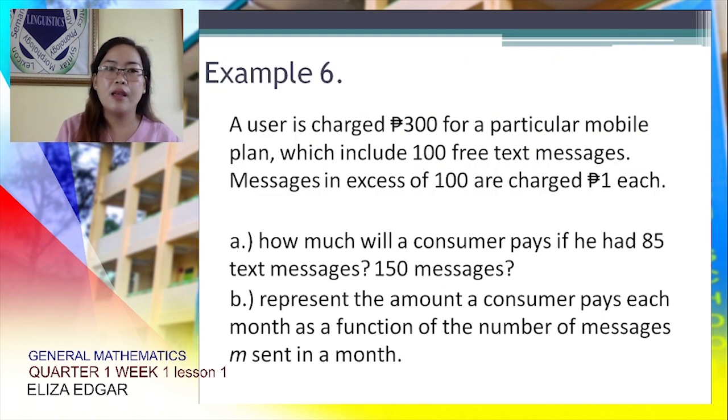Example: a user is charged 300 pesos for a particular mobile plan, which includes 100 free text messages. Messages in excess of 100 are charged 1 peso each. For A, how much will a consumer pay if he had 85 text messages? What about 150 messages? B, represent the amount a consumer pays each month as a function of the number of messages m sent in a month.